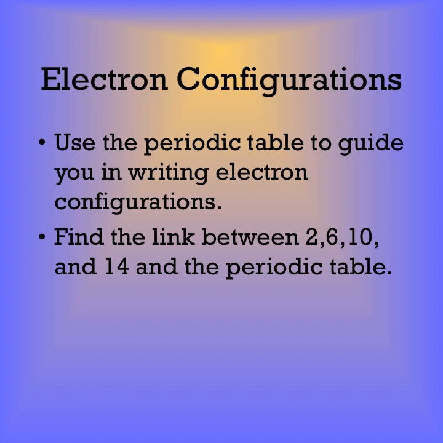I want you to study a periodic table for a few moments. Turn the podcast off and just look at a periodic table. Think about the numbers 2, 6, 10, and 14. And think about the literal physical arrangement of the periodic table. Don't look at the numbers that are on the periodic table. Don't look at the atomic numbers or the average atomic masses. I'm talking about looking at the physical arrangement of the periodic table and thinking about what the four numbers 2, 6, 10, and 14 have to do with the shape of the periodic table or the arrangement of it.